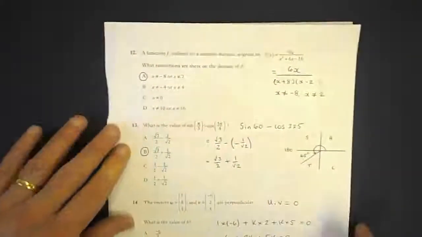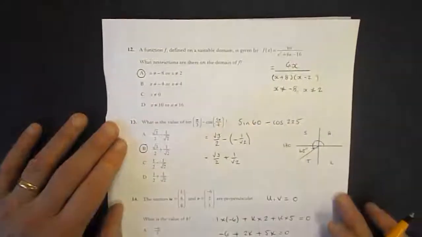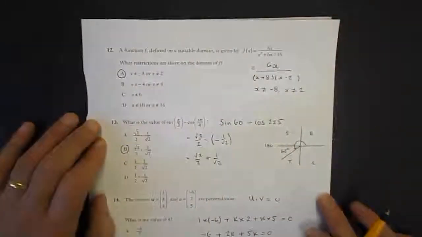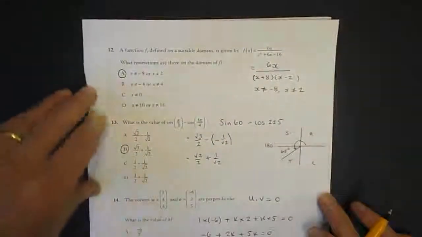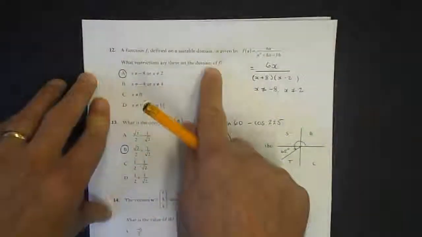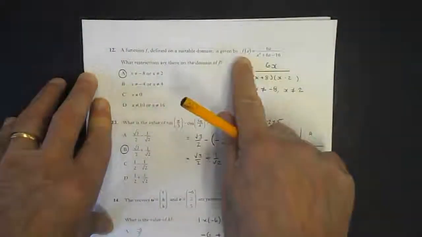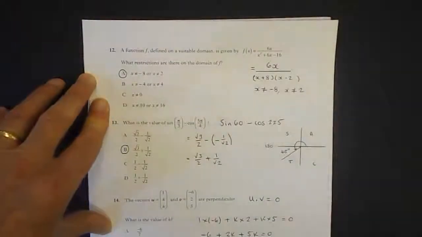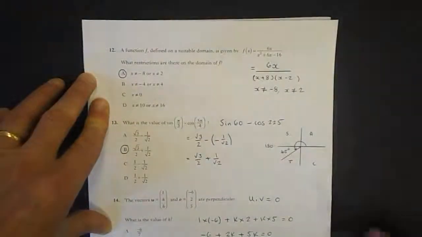Question 12. A function defined on a suitable domain is given by f of x is 6x over x squared plus 6x take 16. What restrictions are there on the domain of f? Now the domain means what numbers are you allowed to put through that function, and are there any restrictions, which is what this sum is all about.